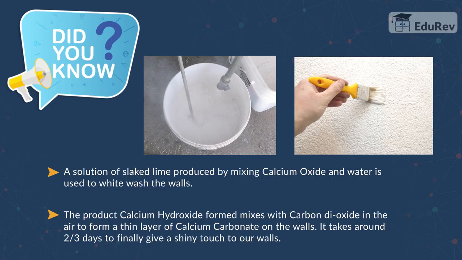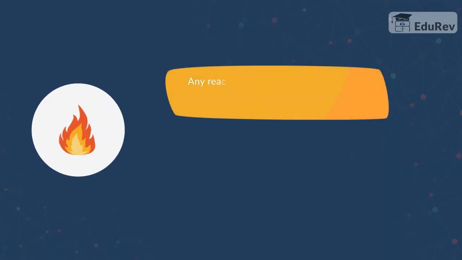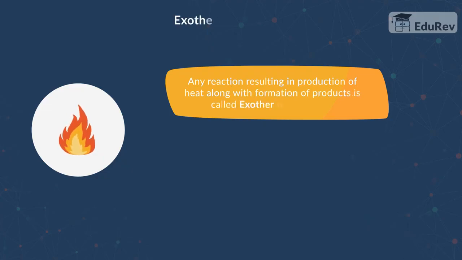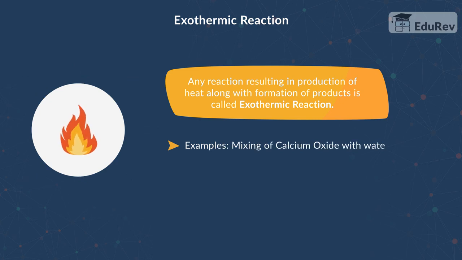This falls under a different type of reaction category. We will study this a little later. Any reaction which results in production of heat along with the formation of products is called an exothermic reaction. Mixing of calcium oxide with water, and the respiration process, are some examples of exothermic reaction.